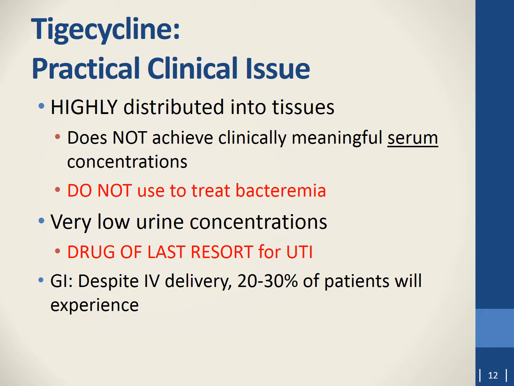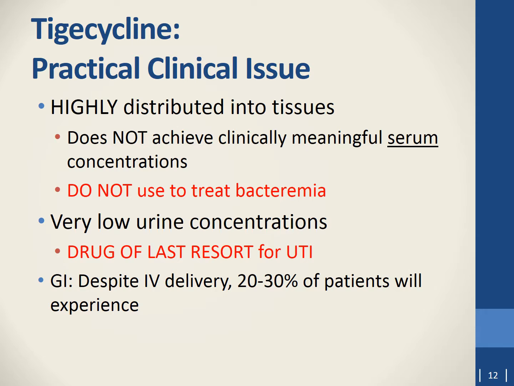In terms of tigecycline, one thing about this drug and how it's distributed is somewhat unique. Tigecycline is very highly distributed into tissues, and it doesn't get good blood or serum concentrations. So for that reason, it seems kind of strange. You're giving an IV agent, but you don't get good blood concentrations. But I think that's a key point to recognize. We can't use this agent to treat bacteremias for that reason. Likewise, because it's so highly distributed into the tissues, it gets very low urinary concentrations. So it's a drug of last resort for UTIs.